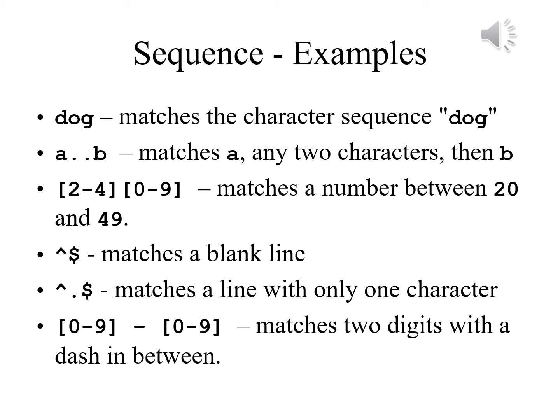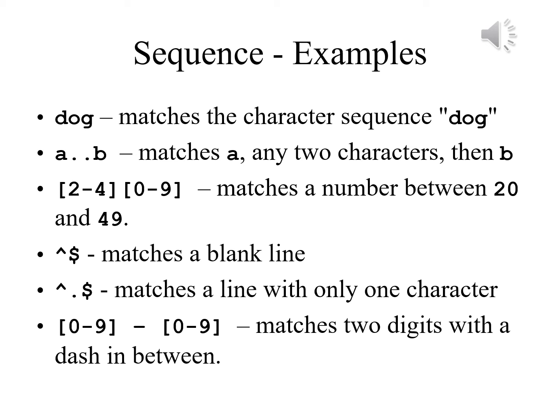Caret dollar, as I mentioned somewhat earlier, indicates a blank line. We are anchored to both ends of the line with no text in between. Caret dot dollar would match a line with exactly one character in it. That one character is anchored both to the beginning and end of the line.